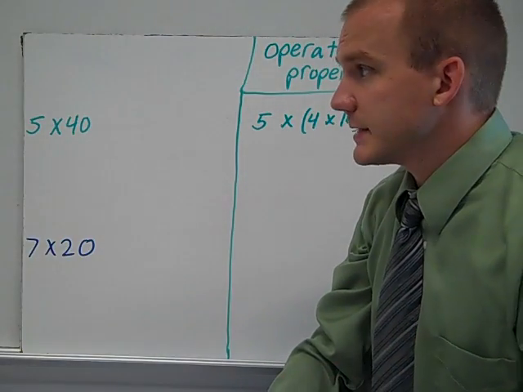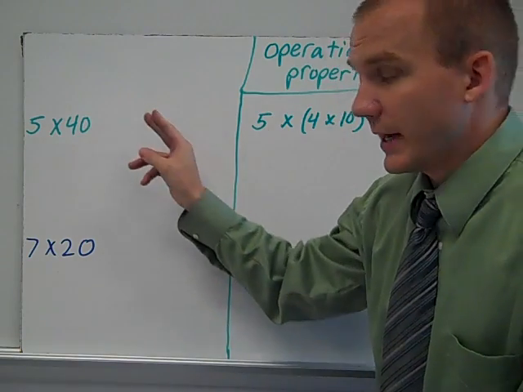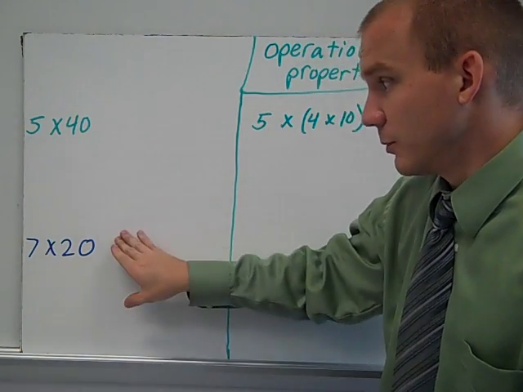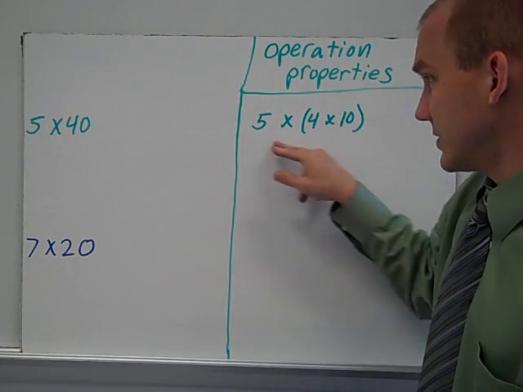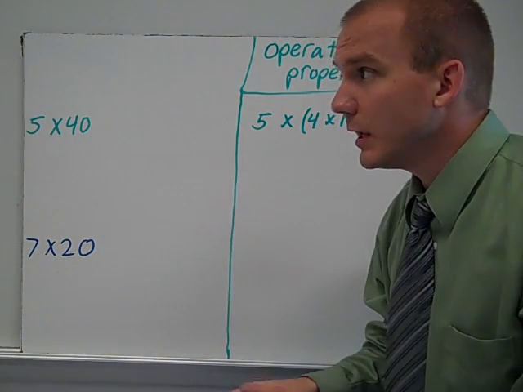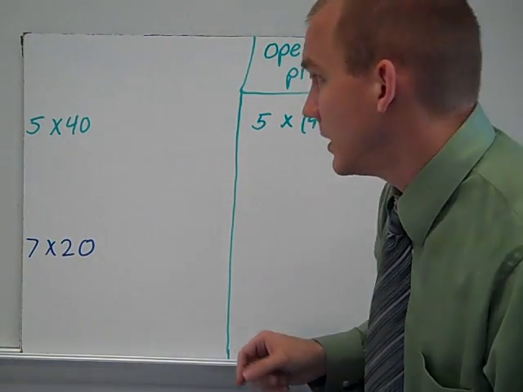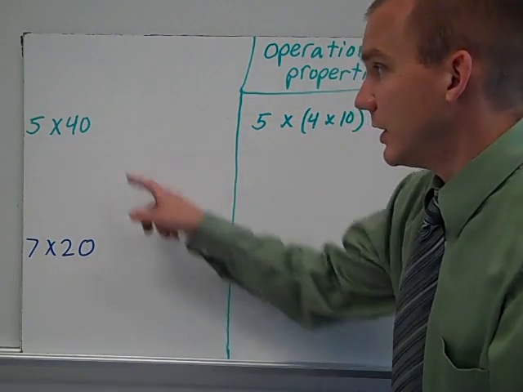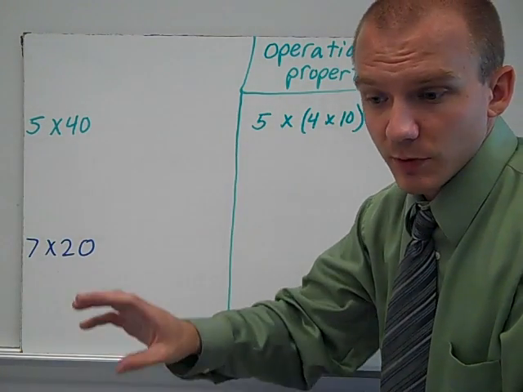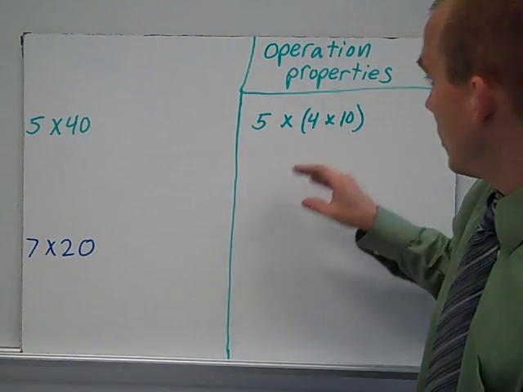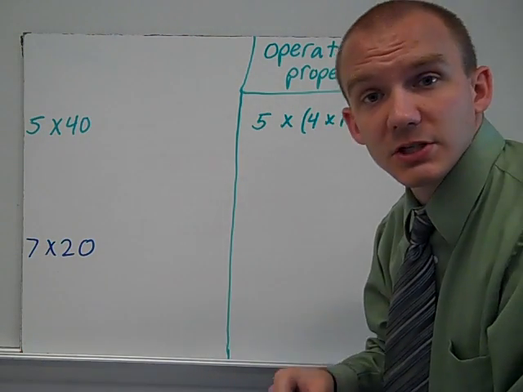Here I want you to pause and solve, but we've got to look at this in both ways. We're using strategies based on place value to solve these two problems. We are also using our operation properties, which is called the associative property. That's our learning card. We want to be able to multiply these two numbers both ways. So go ahead, pause the video, do 5 times 40 and 7 times 20, both using an array with base 10 blocks and using our operation properties of the associative property.